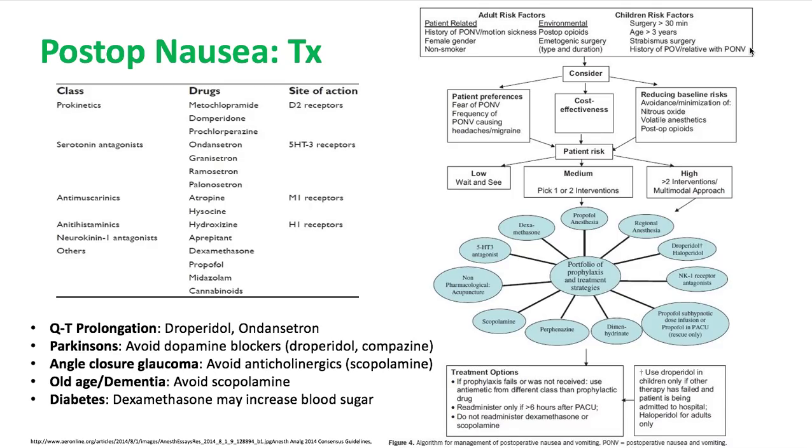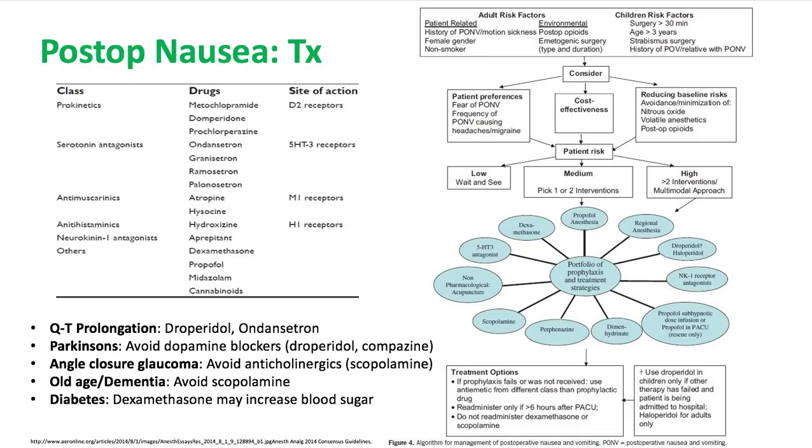Let's look at the top right, adult risk factors versus children risk factors for postoperative nausea. Adult risk factors are things like a person who has a history of motion sickness, they're female, they don't smoke, they're going to be using opioids postoperatively, and they're having a GYN surgery. That would be a very high-risk patient, laparoscopic GYN surgery, for example.